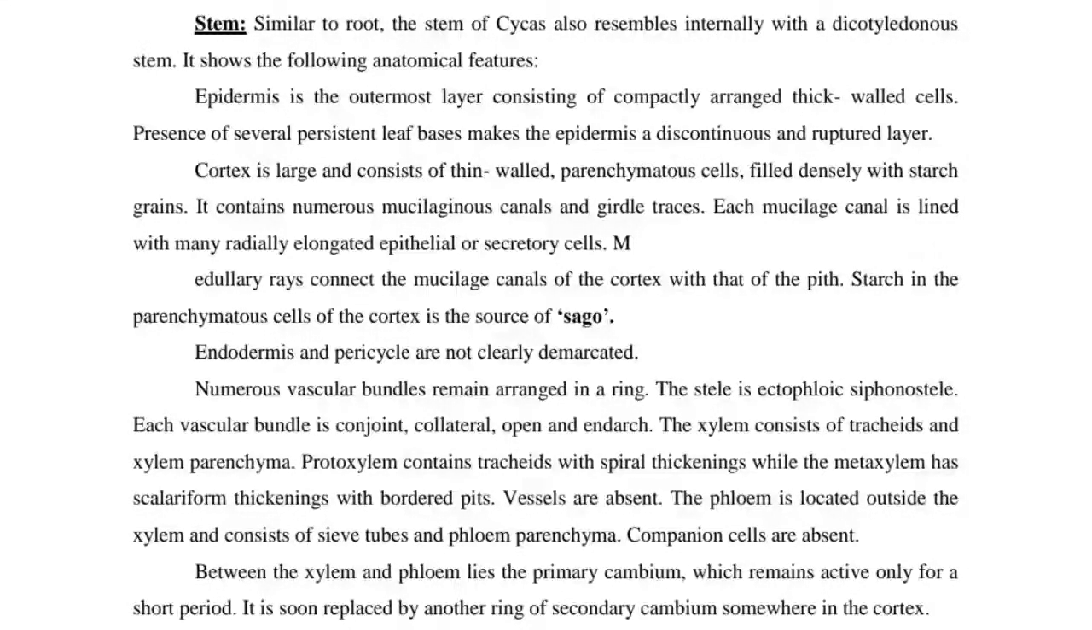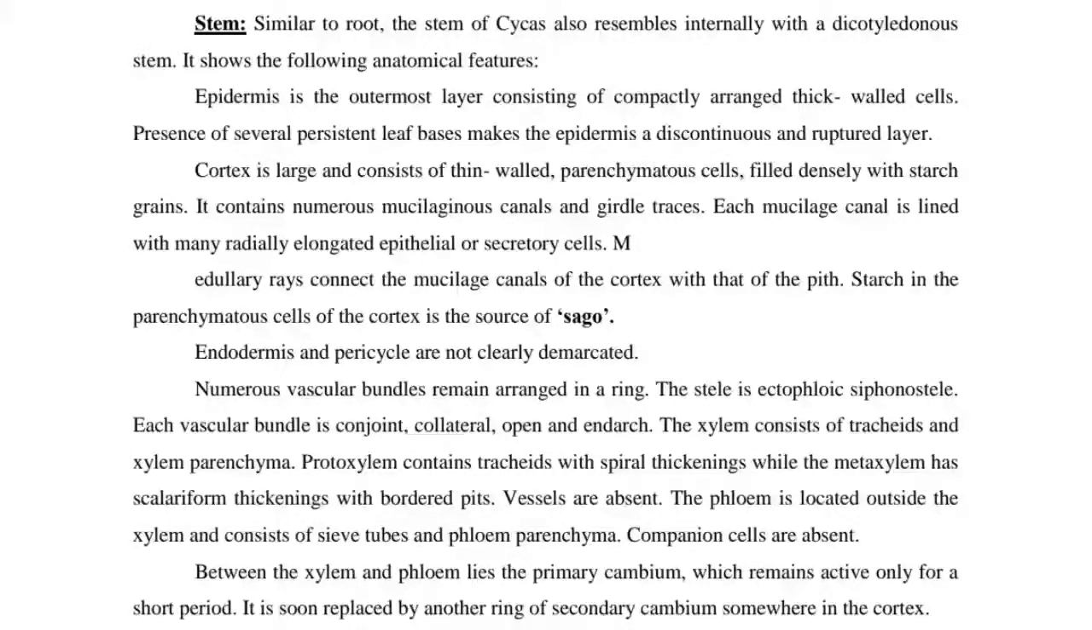Cortex is large and consists of thin-walled, parenchymatous cells filled densely with starch grains. It contains numerous mucilaginous canals and girdle traces. Each mucilage canal is lined with many radially elongated epithelial or secretory cells. Medullary rays connect the mucilage canals of the cortex with that of the pith. Starch in the parenchymatous cells of the cortex is the source of sago.